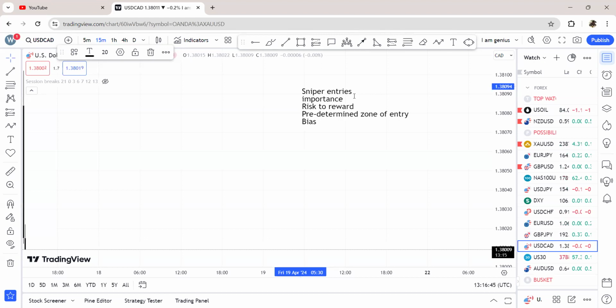So having a predetermined zone helps you because once the market does exactly what you thought it would, you even have confidence. You feel yourself, you're like, okay, yeah, this is what I anticipated the market would do, and it has done it. Now I can enter the market because of the bias that you've made. So this is all about sniper entries.